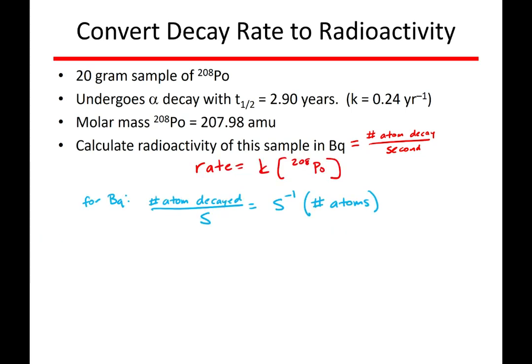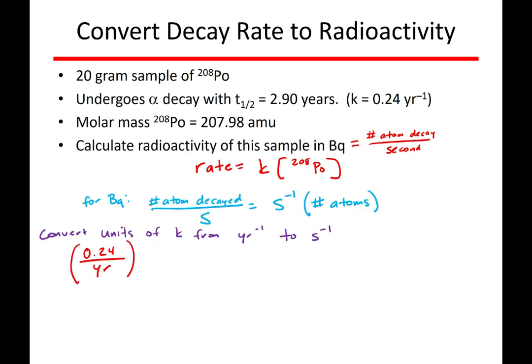All right, now the first thing that we're going to have to do is express the rate constants in units of seconds to the minus 1. So we're going to convert it from years to the minus 1 to seconds to the minus 1. So here's how we're going to go about doing that. We're going to start by writing our K value of 0.24, and then it's years to the minus 1, so years goes in the denominator here.